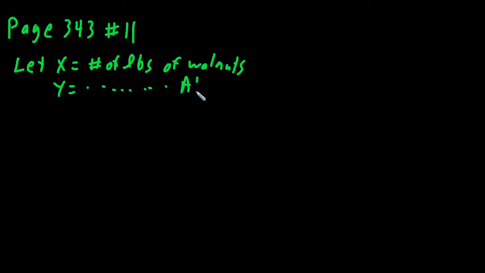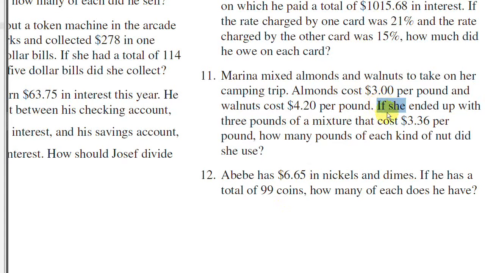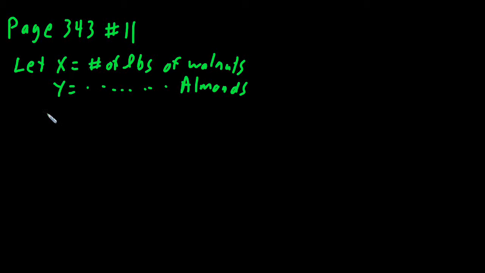Okay, I think they told us how many pounds you had all together. Let's see, she ended up with 3 pounds. And so that gives us one equation: the number of pounds of walnuts plus the number of pounds of almonds gives you 3 pounds.